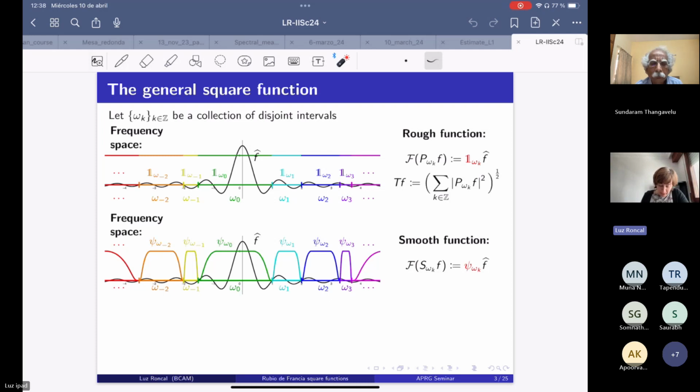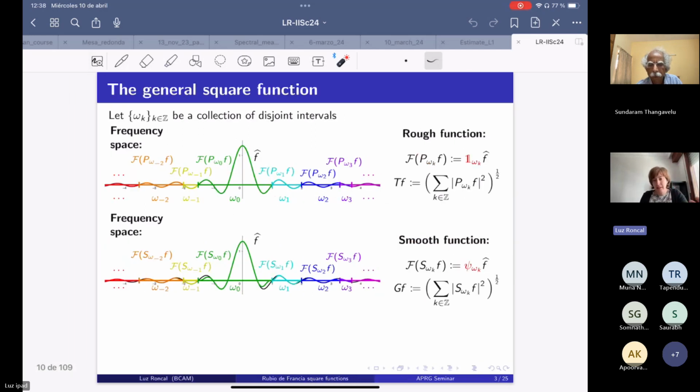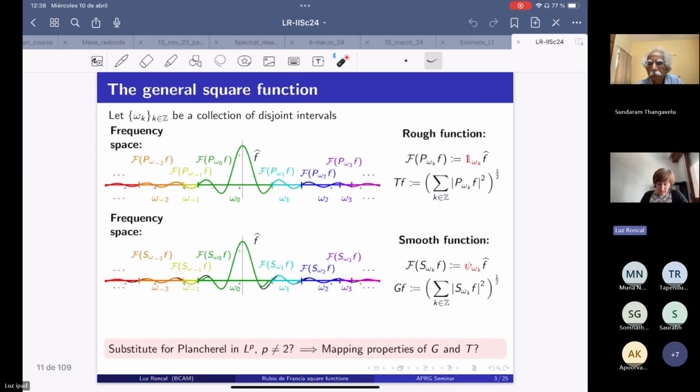So again, I define the corresponding smooth projections by the Fourier transform in this way. And then I can define an operator in which I sum all the squares of the projections, and then take the square root, okay? These are square functions. Okay, so what is the idea of considering this kind of operators?